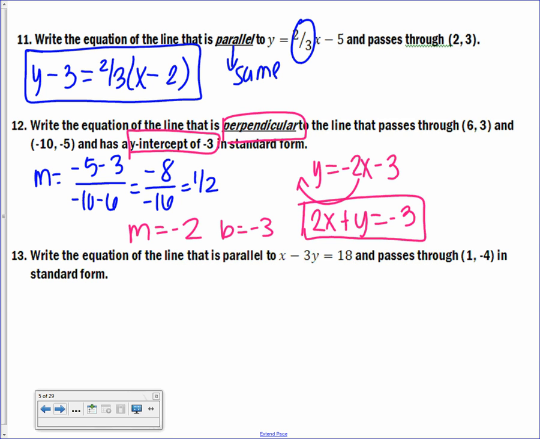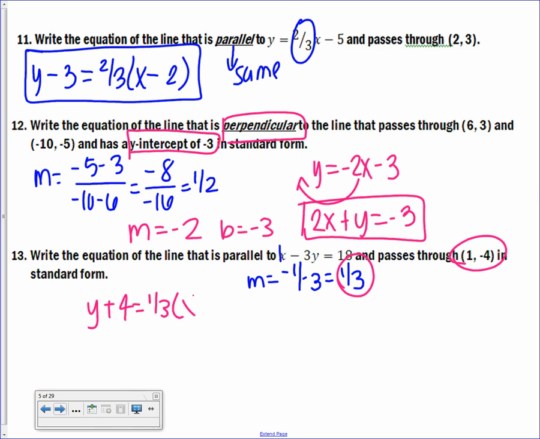So parallel, so again, I need the slope of this line, which is in standard form. So again, I'm going to use the shortcut, which is -a over b. So that would be a -1 over -3. So this slope is 1/3. Which means my slope is also 1/3 because they're parallel, which means the same. And then I have a point. So I also need to use 1, -4. So then I need to use point slope form, which says y minus the y coordinate. So y plus 4 equals my slope, 1/3, times x minus the x coordinate, which is 1.